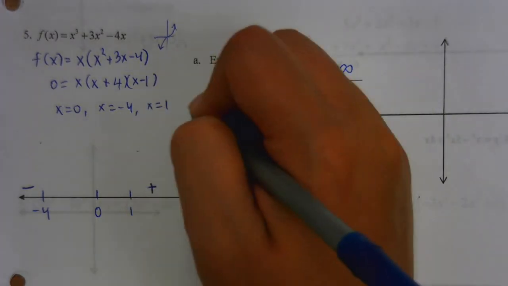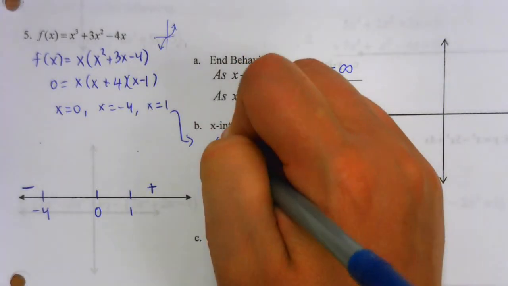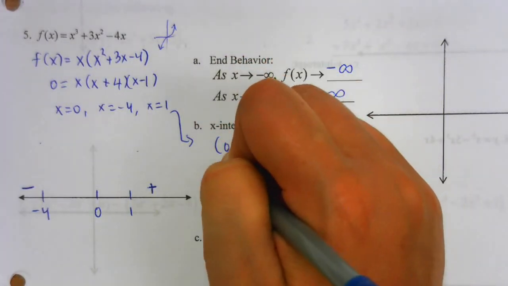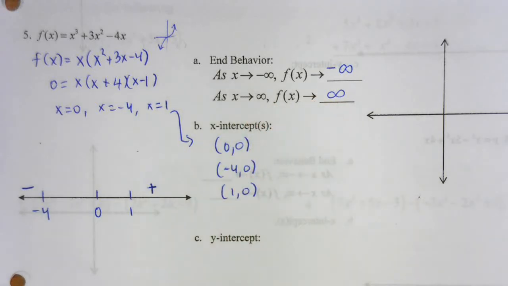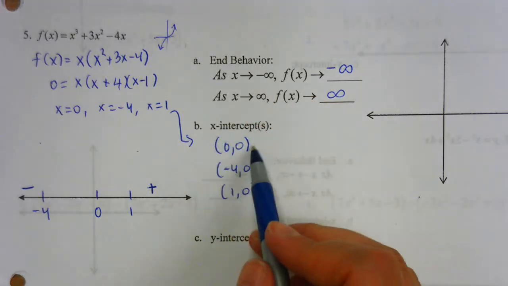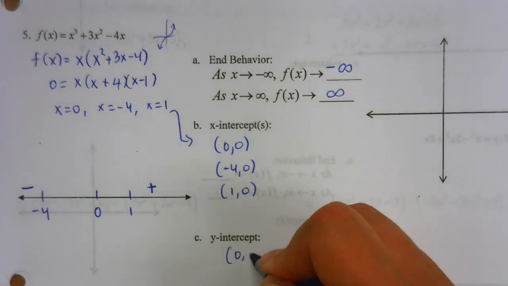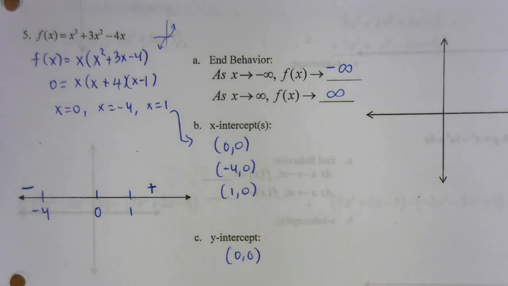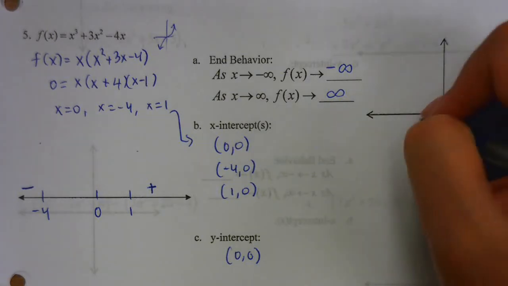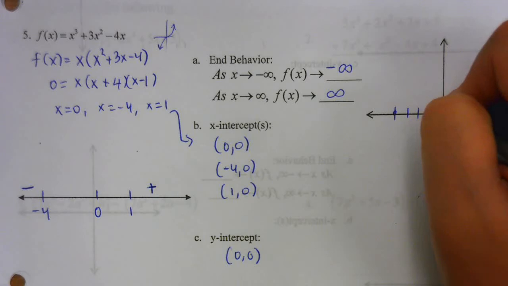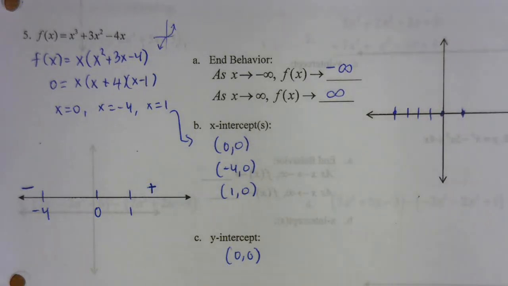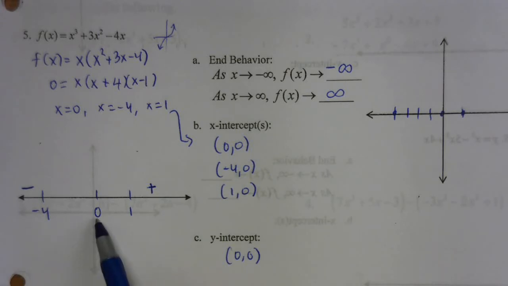I can write down my x-intercepts because that's these little guys right here. So we have 0, 0. We have negative 4, 0, and we have 1, 0. Our y-intercept is going to be that 0, 0. That was an x and a y-intercept. And so I can mark off my intercepts here. We have negative 4, we have 0, we have 1. I need to figure out what's going on in between the negative 4 and 0 and 1.